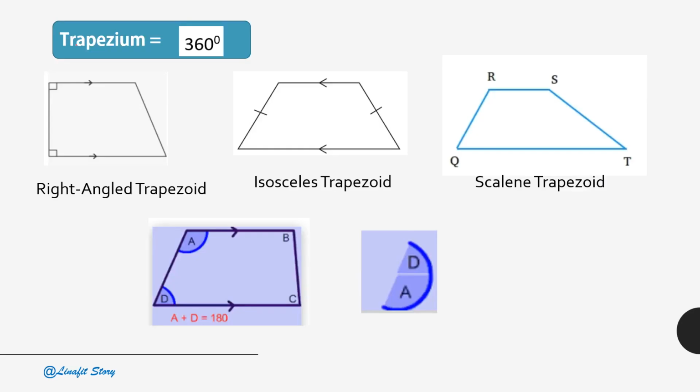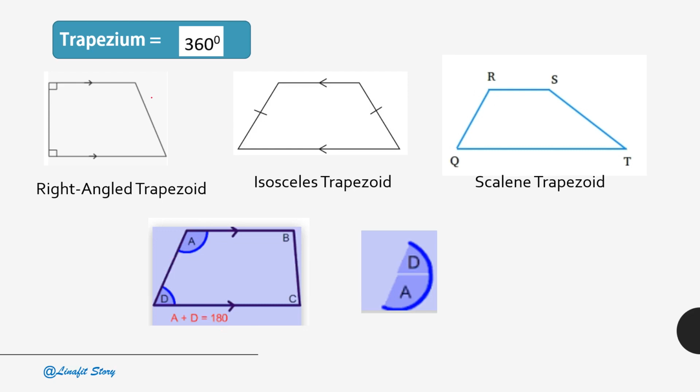A trapezium, or called trapezoid in the US, is a quadrilateral which has only one pair of parallel sides. The parallel sides are referred to as bases, and the other two sides are called legs. And remember, each pair of angles between the parallel sides in the trapezium adds up to 180 degrees. So for example, A plus D equals 180 degrees.